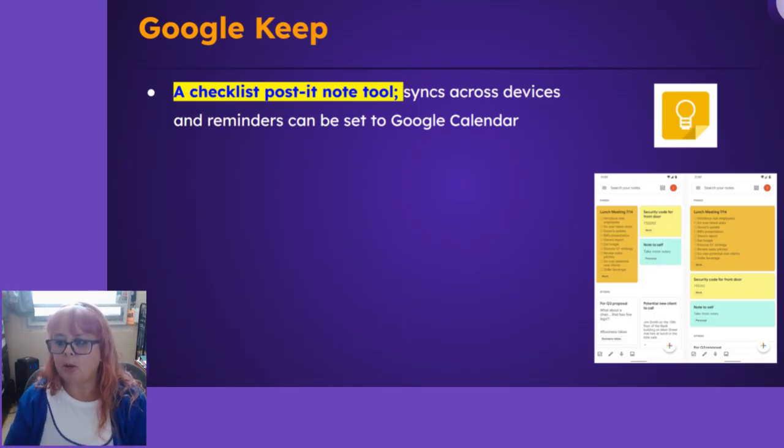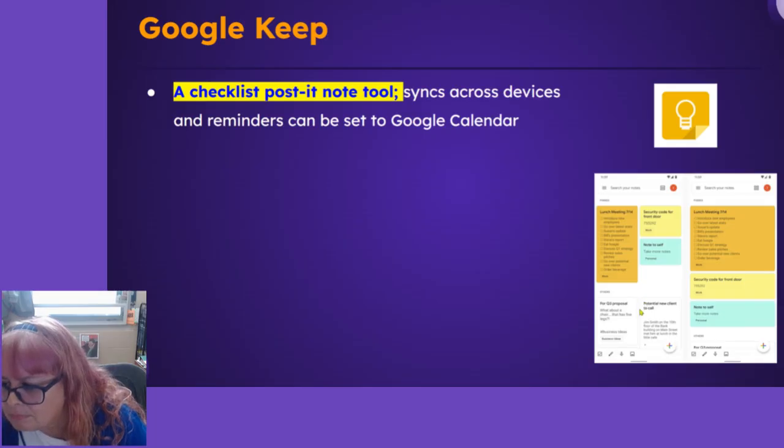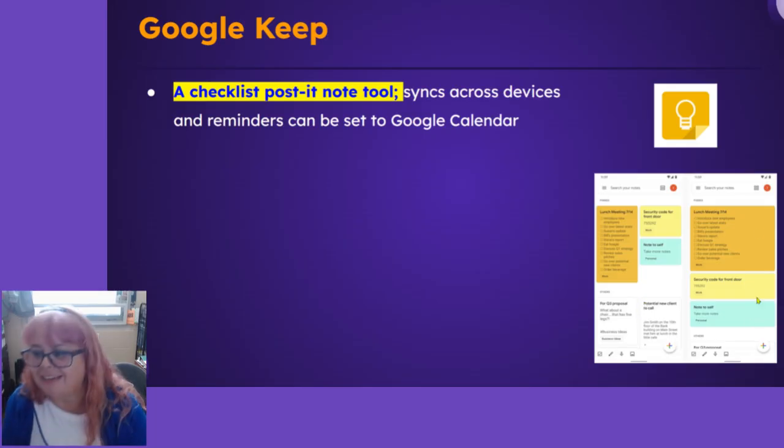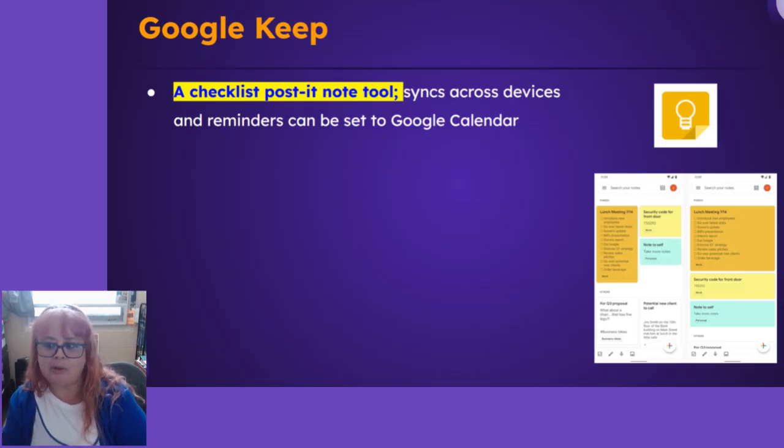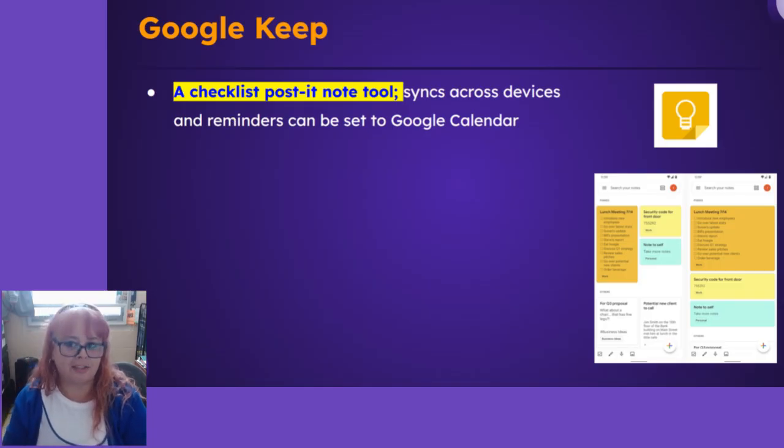Google Keep is a checklist Post-it note tool. So it looks like little Post-it notes. This is not mine, by the way. It's a little Post-it note tool in Google Keep. It saves automatically, and if you have reminders, they'll be put on Google Calendar automatically.